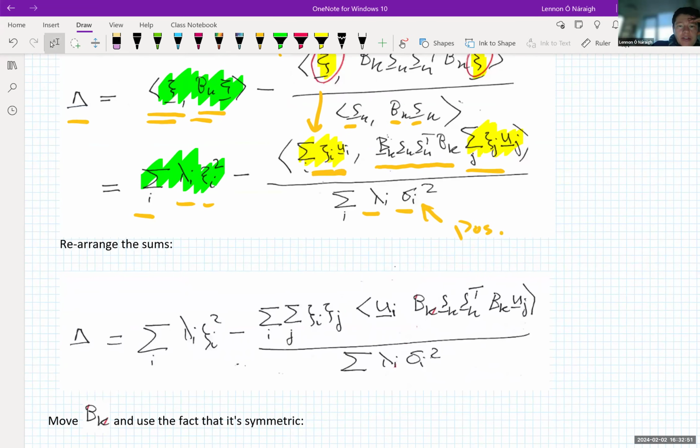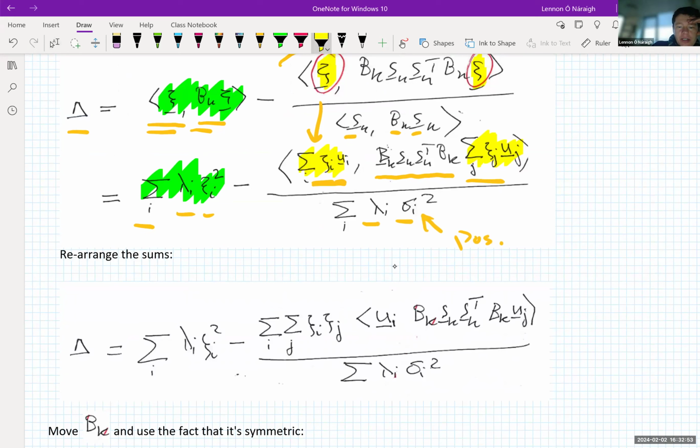So the next thing I do is I'm just going to rearrange the sums, which I had highlighted in yellow. So I take a sum over i and a sum over j outside, and so delta is the sum over i of lambda_i xi_i squared, minus the sum over i and the sum over j of xi_i xi_j, and then I'm left inside with an inner product of u_i with B_k s_k transpose B_k u_j, and then divided again by the denominator.